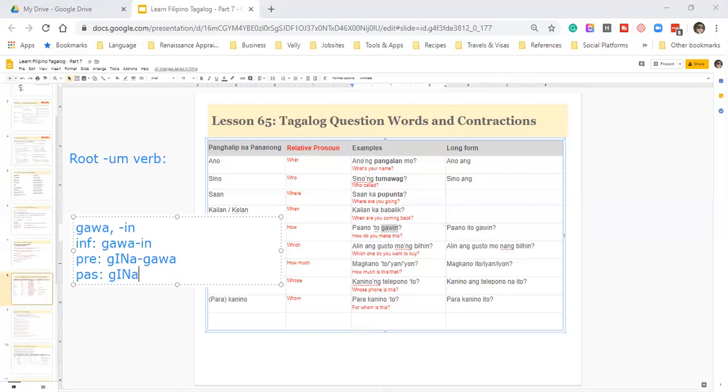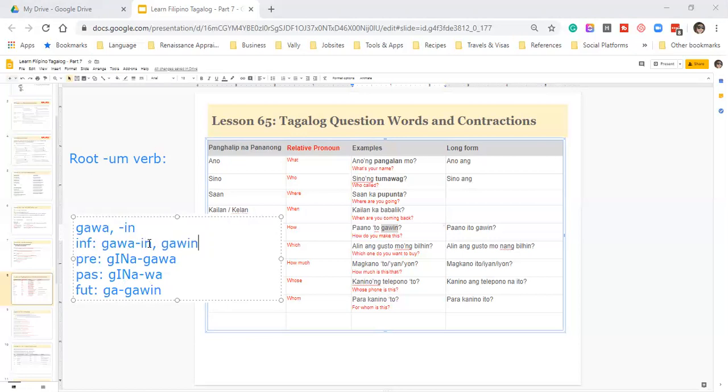Ginawa. Correct. And future, similar to infinitive, repeating the root word: gagawa. Gawin. Okay? So here, this is the root word; when you form it, it's gawain, right? But we shorten that some more. We say gawin instead. Okay?